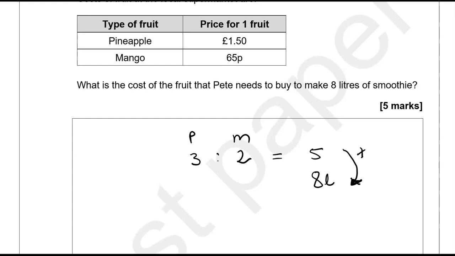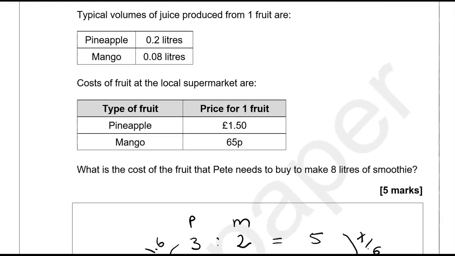We're going to do, using the calculator, 8 divided by 5, which is 1.6. So we're going to multiply these by 1.6 as well. So 3 times 1.6 gives us 4.8, and 2 times 1.6 gives us 3.2. So what this is, 4.8 litres of pineapple juice and 3.2 litres of mango juice.